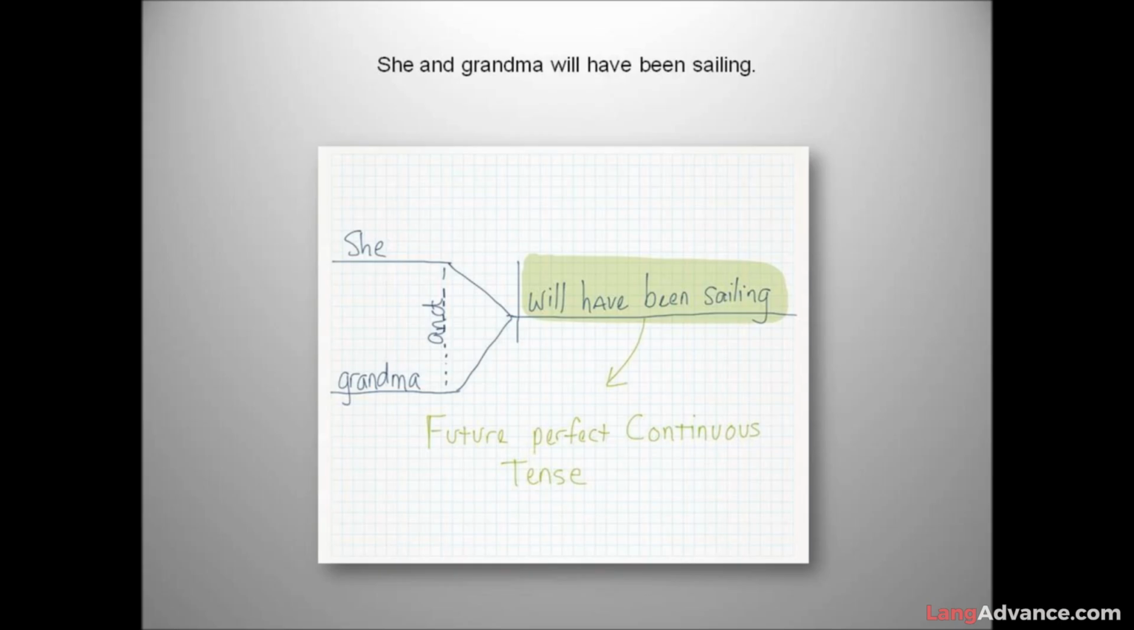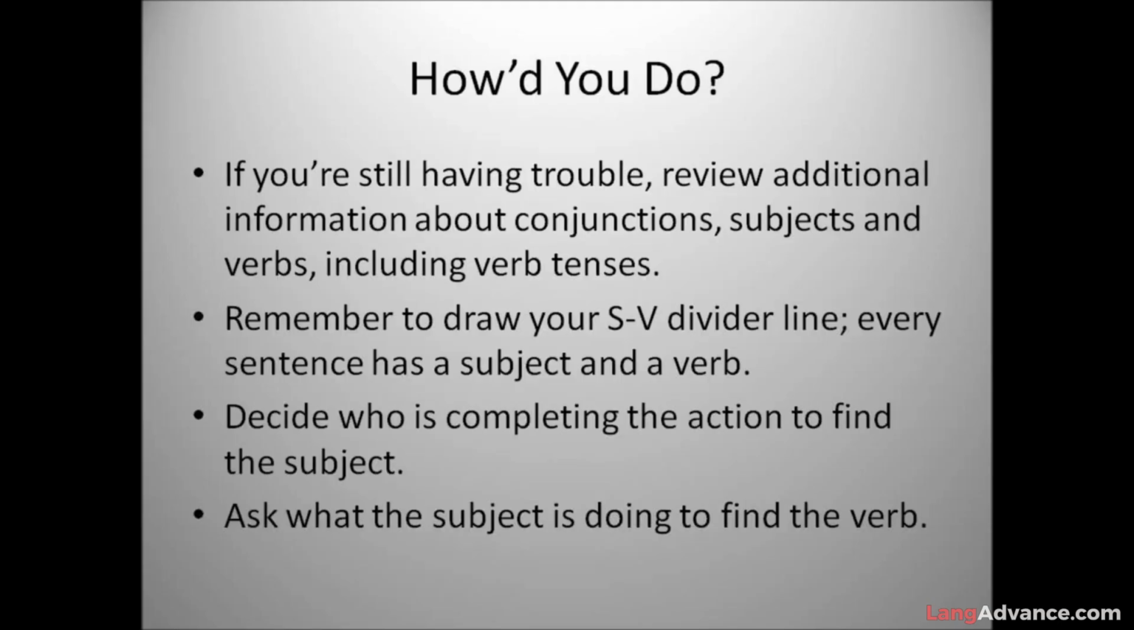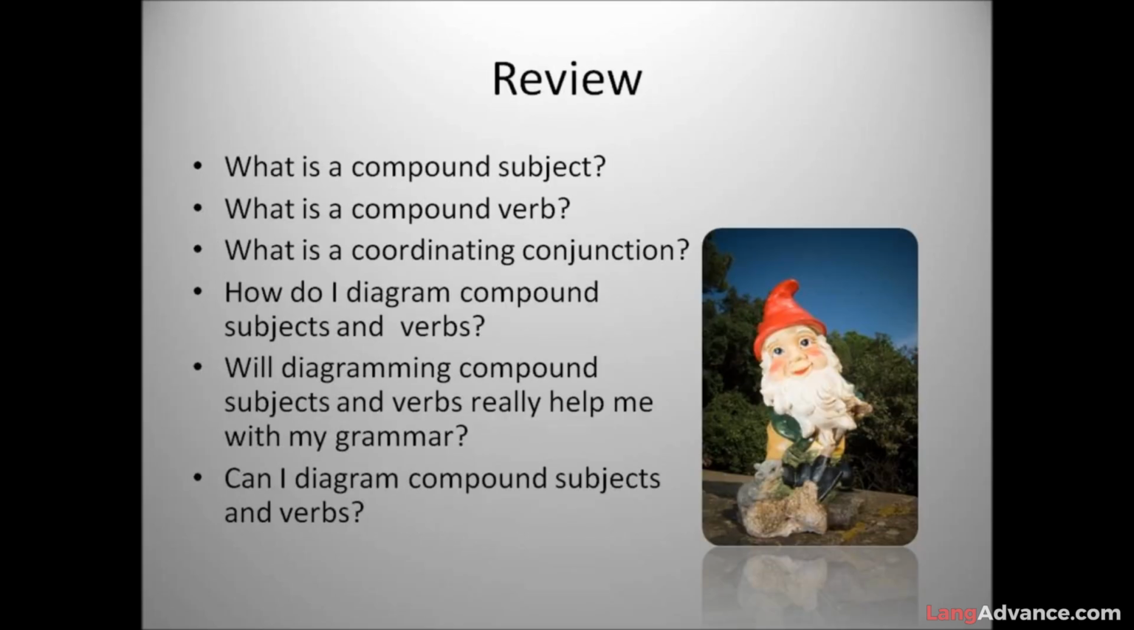So how'd you do? If you're still having trouble, review additional information about conjunctions, subjects, and verbs, including verb tenses. Remember to draw your subject-verb divider line. Every sentence has to have a subject and a verb. Decide who is completing the action to find the subject. Ask what the subject is doing to find the verb.